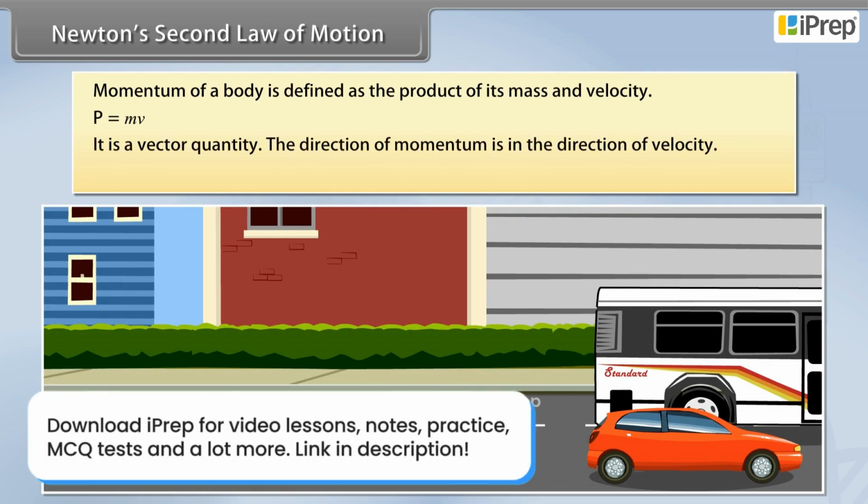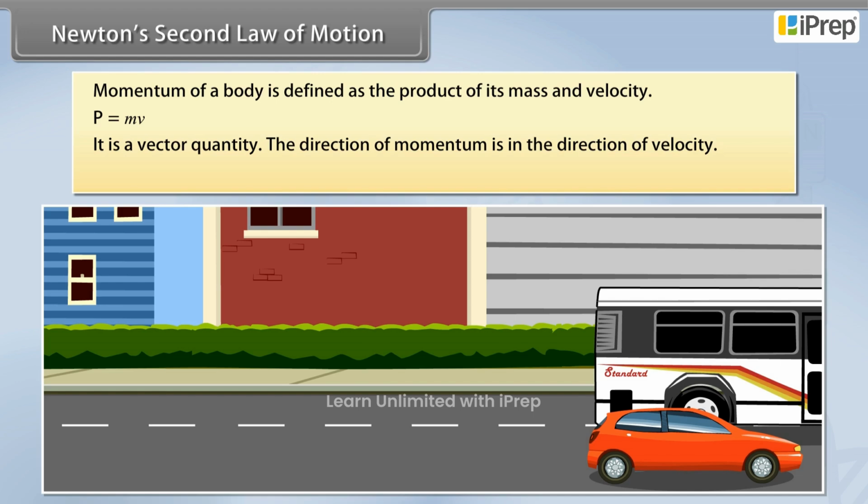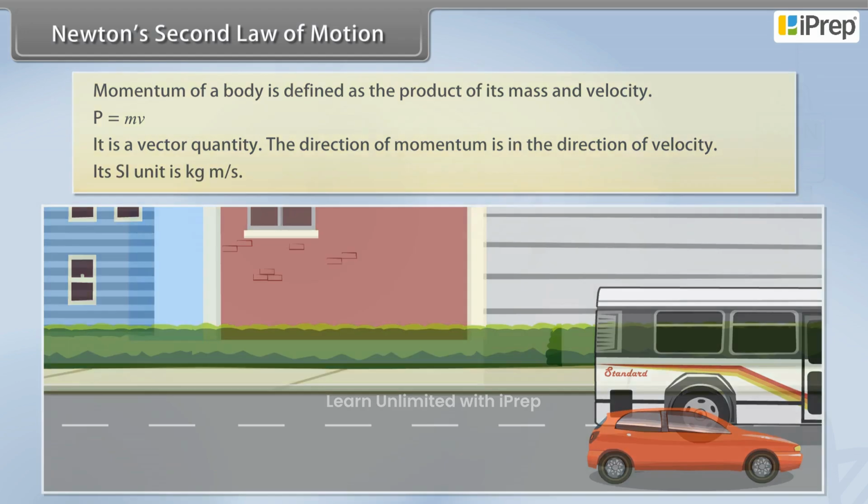It is a vector quantity. The direction of momentum is in the direction of velocity. Its SI unit is kilogram meter per second.